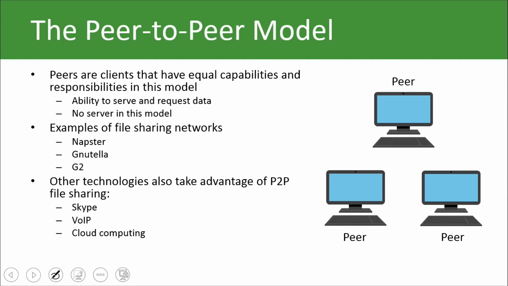You may also find file sharing networks like Napster, if you're old enough to remember that. I think Napster is still around, but in a very different form. You have Gnutella and also G2. So the peer-to-peer model is a little different. Each computer accesses and requests data from its peers and not from a server. So those are two different models that you'll see in your journey through networking.